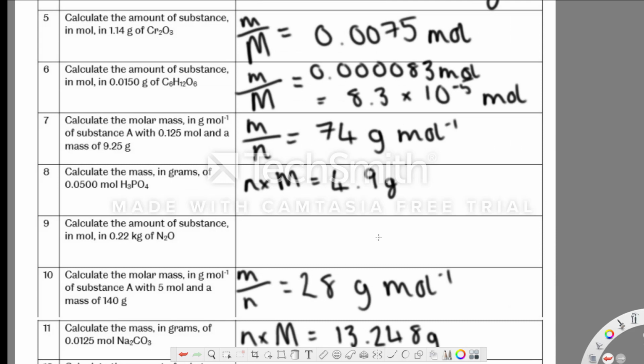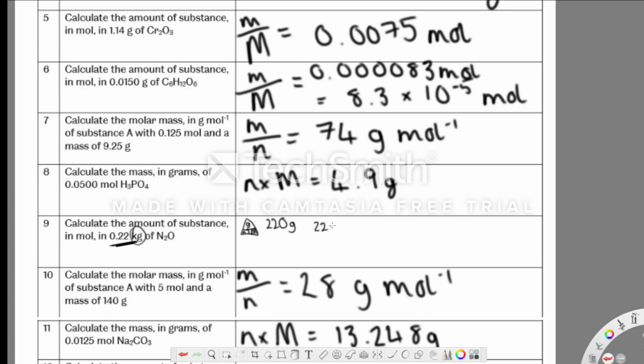Now, we're going to have a look at the next question. Now, you may have not noticed. If you have, well done. But if you look here, we have got kilograms. That means we have to do an initial calculation first, because remember, our triangle is in grams. So 0.2 kilograms is the same as 220 grams. Now we can go through it.